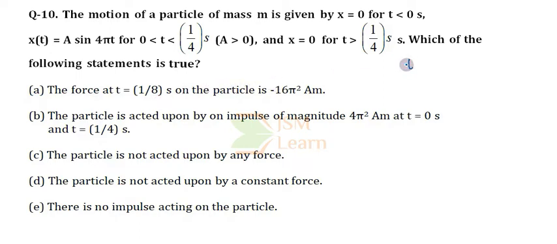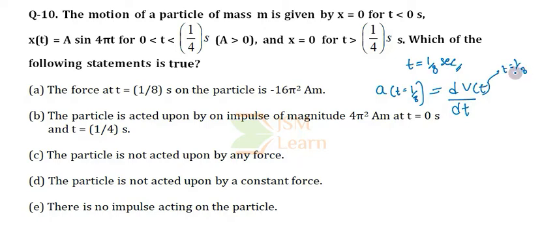So now they are asking the force at t equals 1 by 8 seconds. In order to find the force, first you need to find the acceleration at t equals 1 by 8 seconds. To find the acceleration, first you need to differentiate the velocity function, which is defined at t equals 1 by 8 seconds. Means it's a domain. The velocity function's domain should include the 1 by 8 seconds value. So t equals 1 by 8 seconds should be included in the domain of this function.